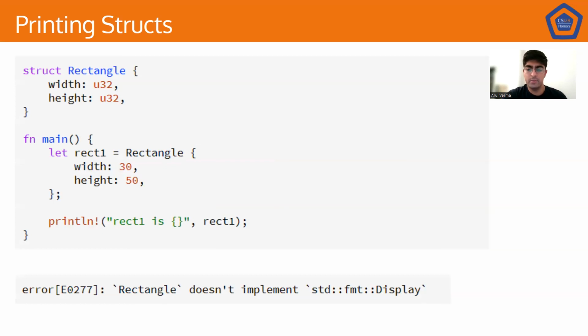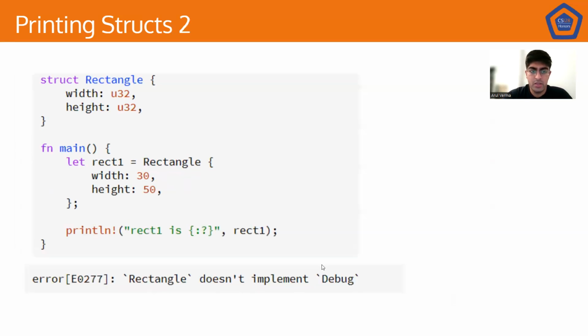So another question that could be brought up is, say we want to debug our code and we want to print a struct out. So we have a struct Rectangle here with width u32 and height u32. And in our main, we're just creating a Rectangle and we're printing it out. Well, the error we'd get is Rectangle doesn't implement std::fmt::Display. Now, we could import fmt and then implement Display, but that's kind of tedious and annoying. And while this is entirely possible for debugging, there is a much easier way to go about it.